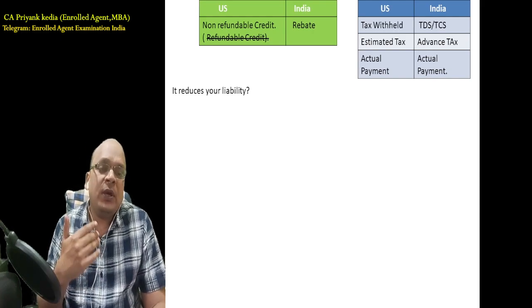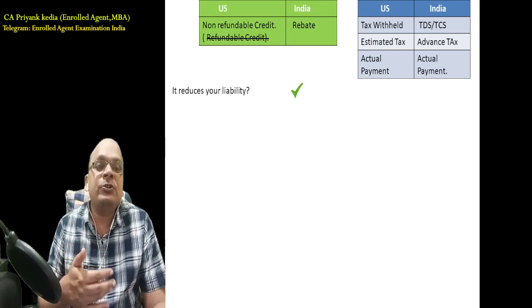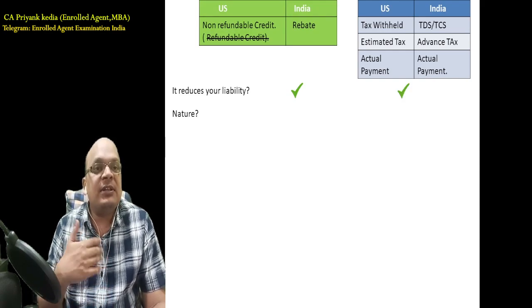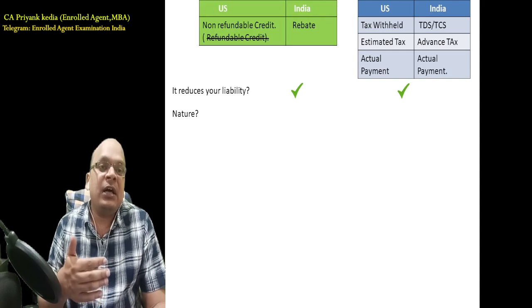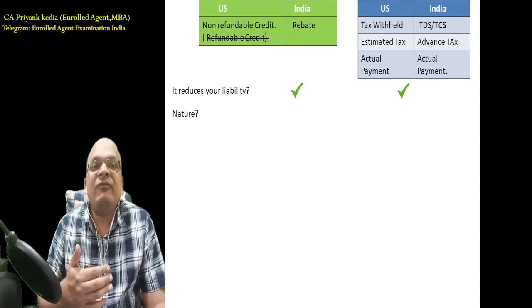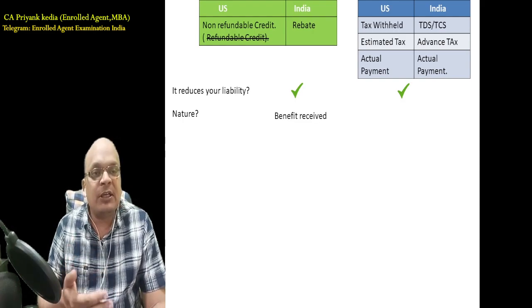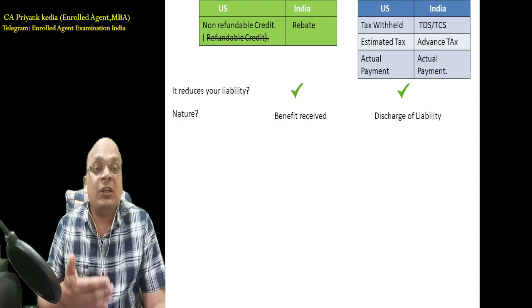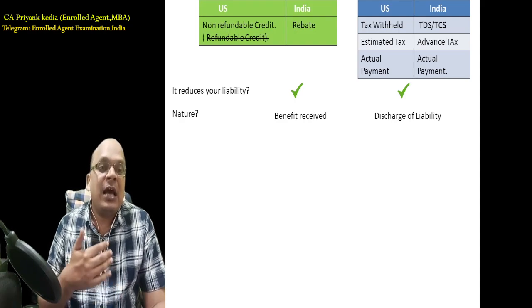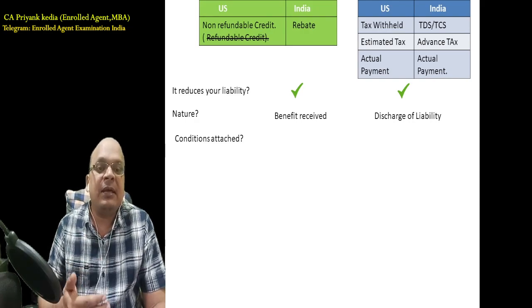Now, taking this example further, let's relate it directly to our discussion of non-refundable credit and the payments. First of all, does the non-refundable credit reduce your liability? Yes, it does. Does the payment reduce your liability? Yes, it does. What is the nature? The non-refundable credit has nothing to do with your payments or your asset. They are benefits provided by the US government. So these are benefits received on fulfillment of certain conditions. But the payment is a discharge of liability from your side. Actually, your asset, your cash, your money goes towards the discharge of this liability.